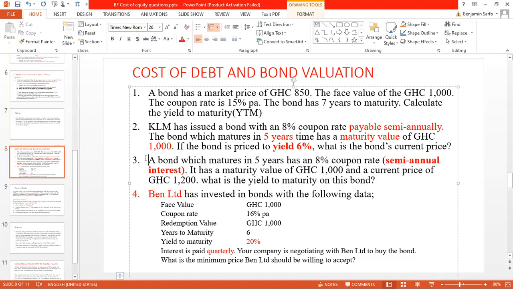Now let's look at question 3 and then you'll solve it by yourself. A bond which matures in 5 years has a coupon rate of 8%. Remember, semi-annual interest. So whatever the rate is, you divide by 2. It has a maturity value of 1,000 and a current price of 1,200.